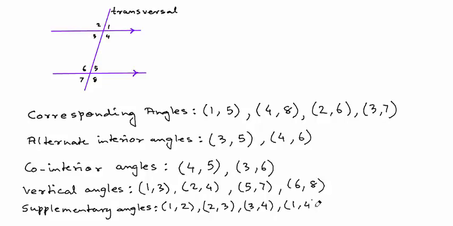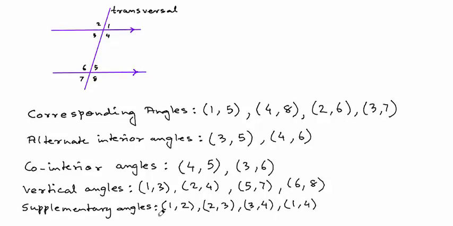So we have 4 pairs of supplementary angles on this side and another 4 pairs on the other side. And they are 5 and 6, 6 and 7, 7 and 8, and also 5 and 8.